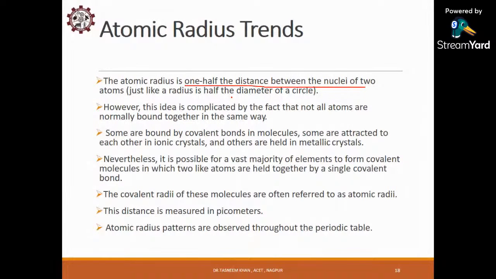It is possible for a vast majority of the elements, we know that the majority of the elements undergo bonding with the help of a single covalent bond. So we can easily say that the covalent radius of this molecule is termed as the atomic radius. The distance which has been measured here is in picometers. Okay. So atomic radius patterns are observed throughout the periodic table.